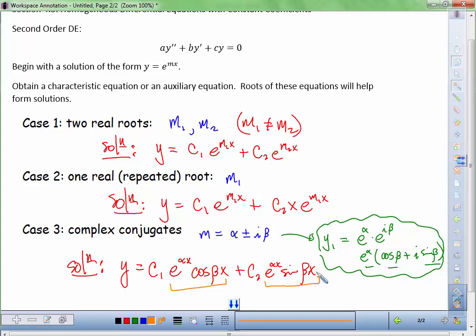So let's do a couple more problems with a homogeneous section here, and then we'll move on to the next section. All right.